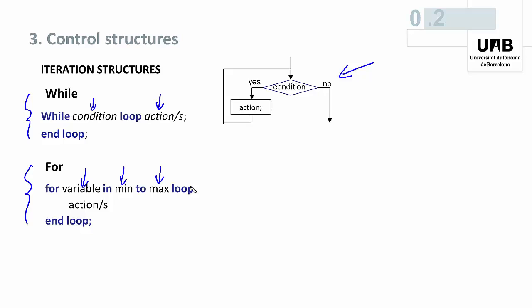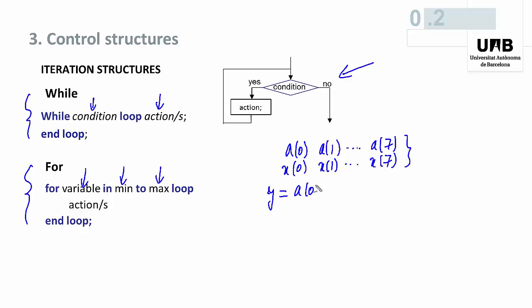Let us see an example. Assume that you have defined previously vectors A with, let us say, 8 components, A0, A1, and so on, up to A7, and another vector X, also with 8 components, all numbers, integer for example, and you want to compute y equal to A0 times X0 plus A1 times X1 plus and so on up to A7 times X7. Then you could define the following algorithm.